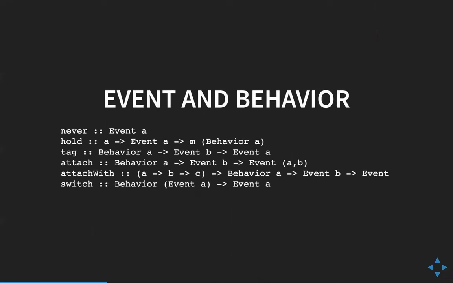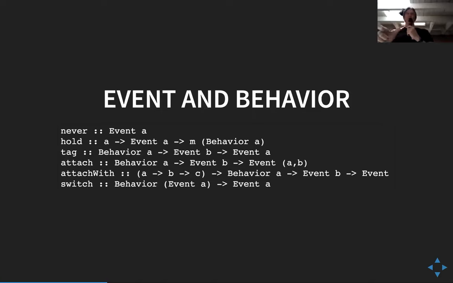So this is a little summary of some of the operations that we have as primitives for event and behavior. Event has a never, which just never fires. It's like an empty list. Hold takes an initial value and then an event that gives you updates to that value and returns a behavior that is a step function. The initial value starts at the beginning, at negative infinity, and it's this until a new event fires, and now it changes to this, and then the event fires again, and it changes to something else. That's what a hold does.